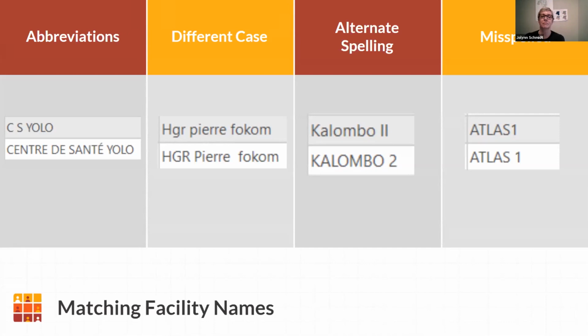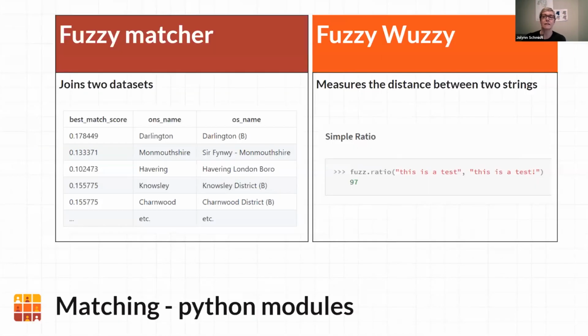Fuzzy matching measures the distance between two strings. And I use two Python modules to do this. One of them is called fuzzy matcher, and it basically does a join between two fields using the fuzzy Levenshtein algorithm to make that join. And then after I've joined the data, I then use fuzzywuzzy, which just looks at the string and I evaluate how good of a match that was.